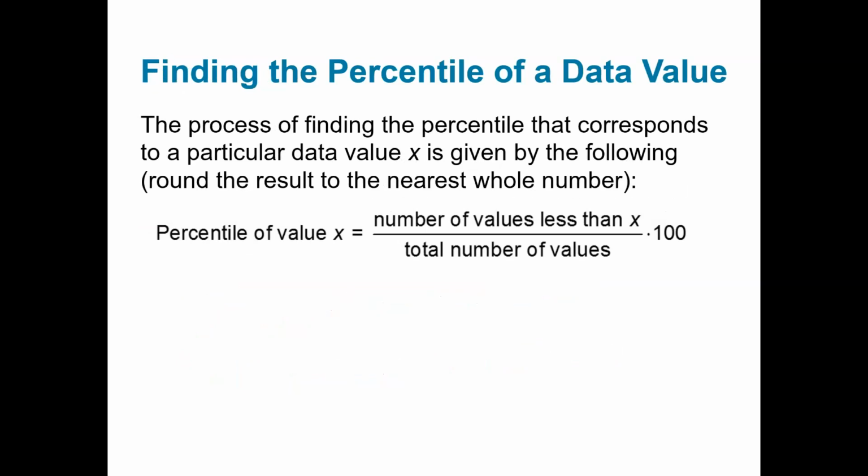You can find the percentile of a specific data value by doing the number of values less than. So not the value itself, but how many data values are below that data value, and then divided by the total number of values. So again, we're looking at the number of data values, not the actual data value.